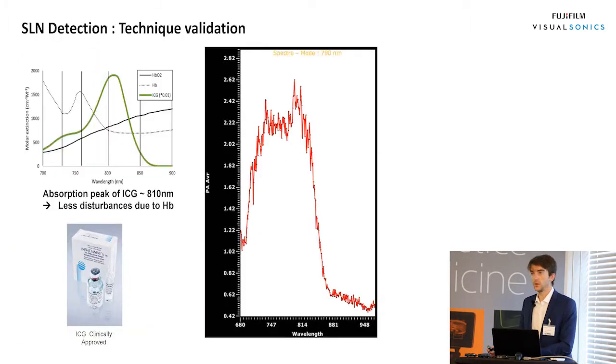We also used ICG as a photoacoustic contrast agent because the absorption peak of the ICG is around 800 nanometers and there's less disturbance due to hemoglobin, and it is also clinically approved.